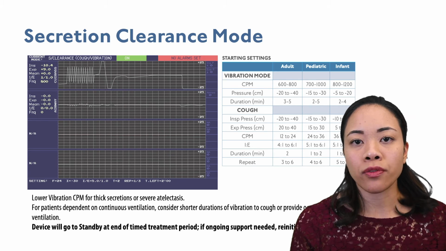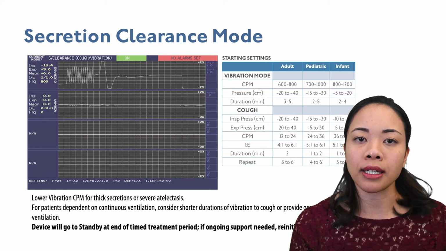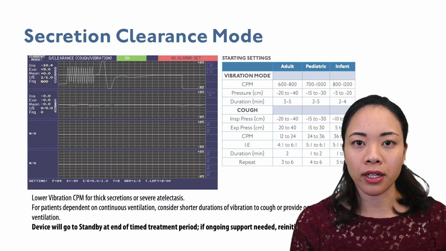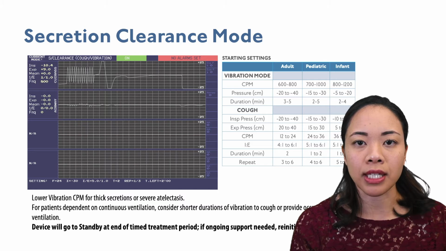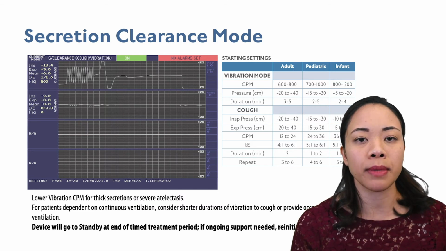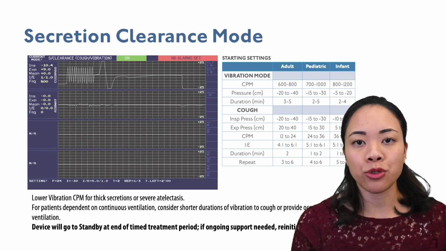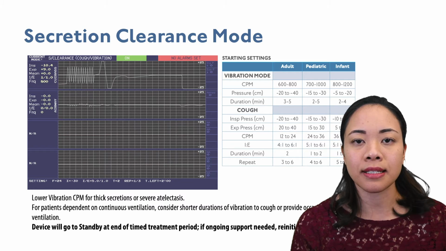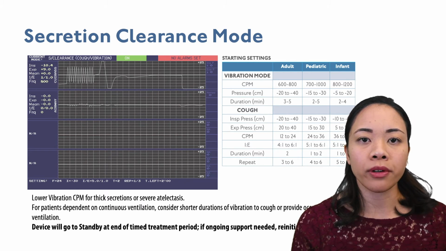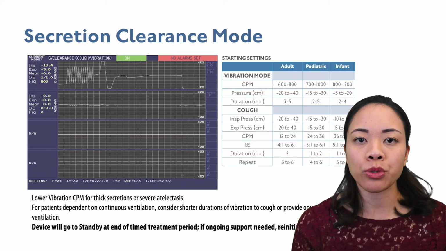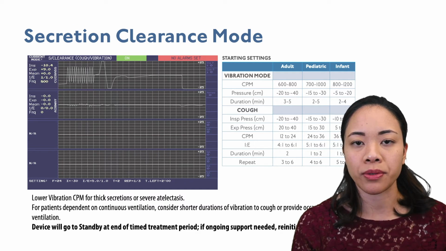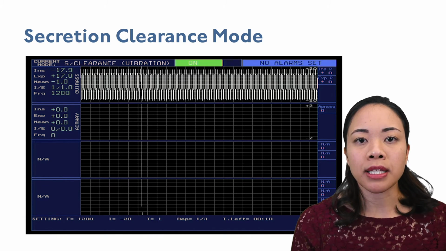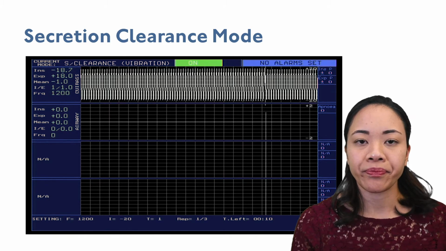The recommended pressure for an adult would range from -20 to -40. The recommended frequency for an adult would be between 600 to 800 cycles per minute for therapeutic effectiveness. The frequency is measured in cycles per minute. If you may be used to a frequency read in hertz, the conversion factor from hertz to cycles per minute is 60. Therefore, 12 hertz would be equivalent to 720 cycles per minute, which would fall within the recommended therapeutic range. For thick secretions or severe atelectasis, the manufacturer recommends a lower vibration frequency.